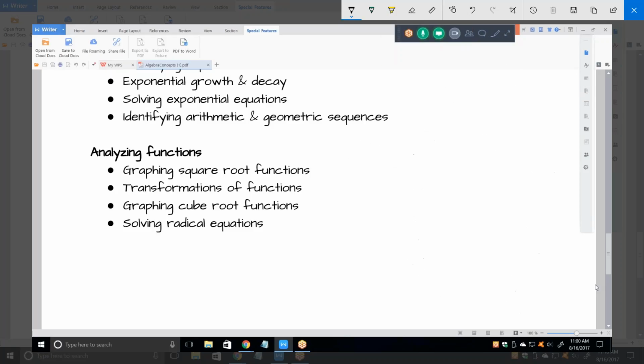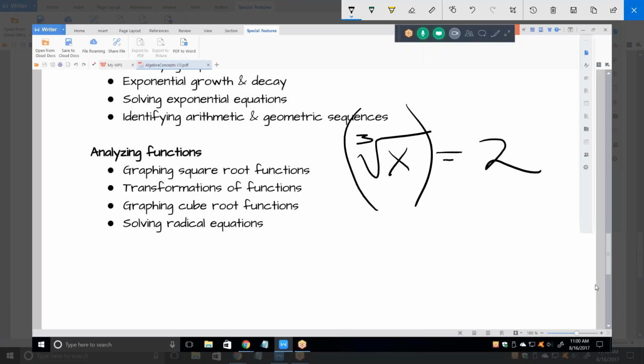Just for the heck of it, solve that. This is a radical equation because I'm looking at a radical sign, but it's not a square root sign, it's a cube root. So you would cube each side. So then it would be x equals 8. You got it. That's solving radical equations.